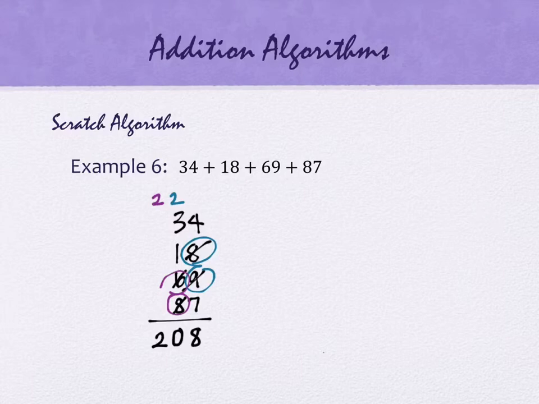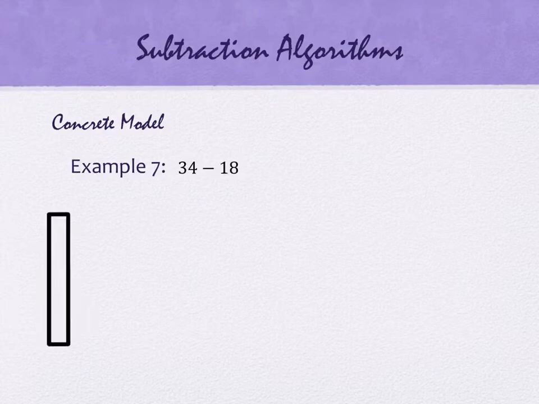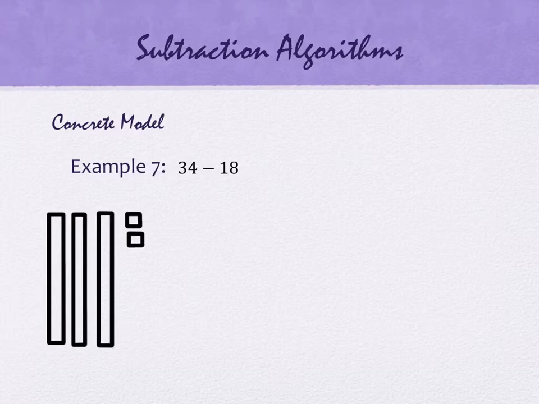Okay, we're going to move into some subtraction algorithms next. Many of the subtraction algorithms are going to look like the addition algorithms we've already done. The first one is the concrete model. So with the concrete model, we started by writing out what the number 34 looked like. So I had 3 longs, and I had 4 units, right? Looks something like this.